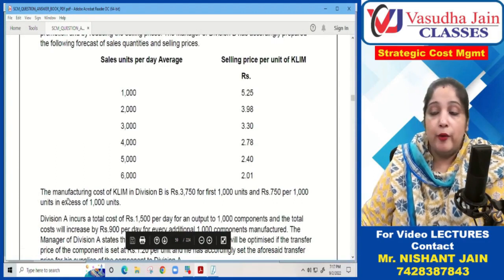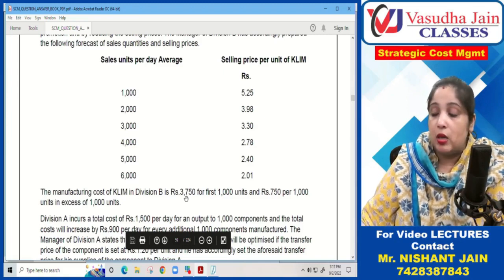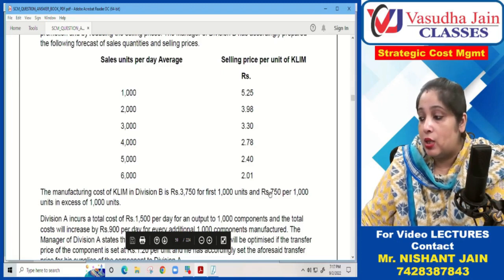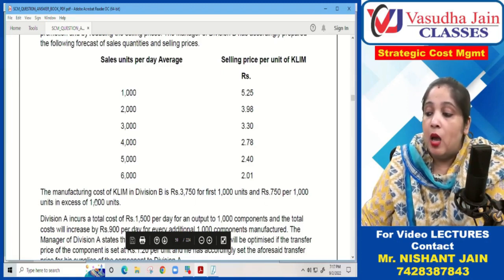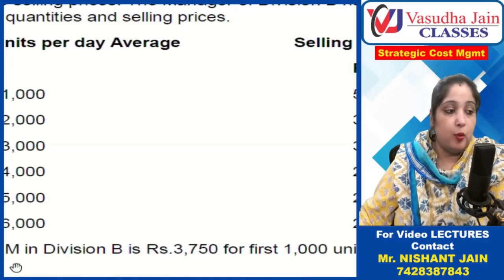Division B, manufacturing of KLIM in division B is rupees how much cost? Manufacturing cost 3750 for the first 1000 units. Then this cost keeps on increasing, 750 per 1000 units, excess of 1000 units. So let me incorporate this thing.